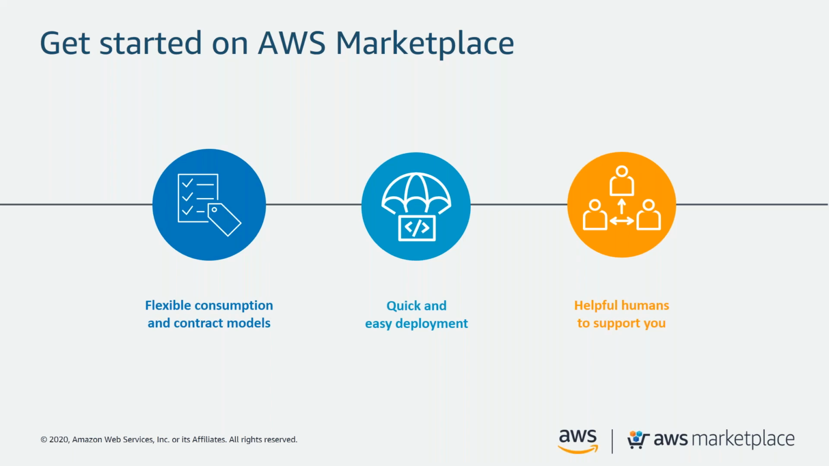AWS Marketplace also really simplifies the deployment. A lot of products on there are available software as a service, so you have nothing to deploy. And we also have a number of standard deployment mechanisms, including AMIs, CloudFormation, APIs, and even container and SageMaker deployment options. And of course, having humans to support you is always important. And that's actually part of what we do, my team, as solutions architects at AWS.